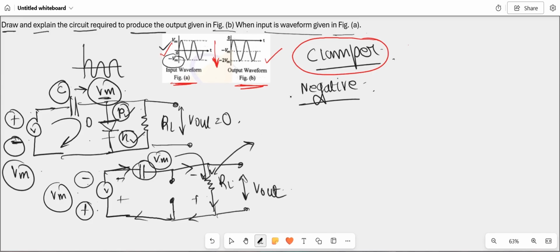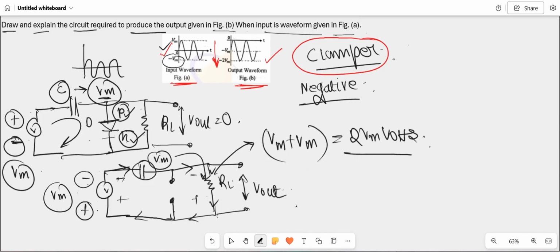So now in the load resistance, the total voltage that we will be getting is Vm plus Vm, which is equal to 2Vm volts. And now, as this output we are getting in the negative half cycle, right? So as the output is obtained in the negative half cycle, the clamping will be done in the negative direction.